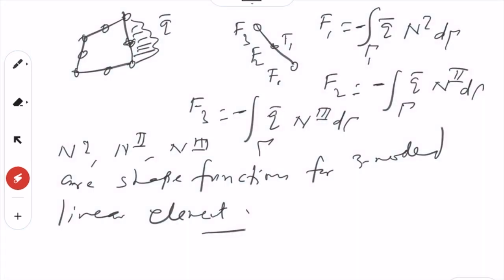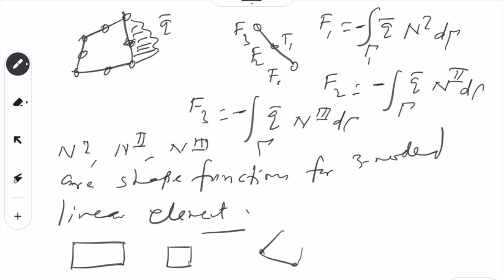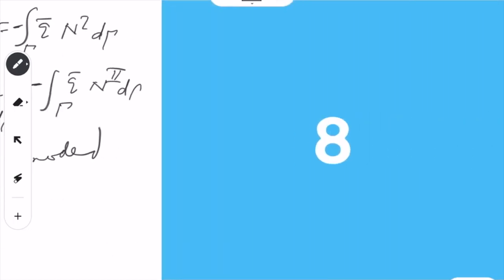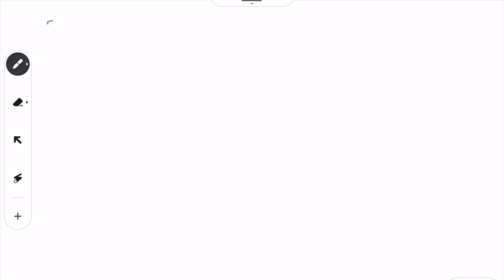Now we will study a different kind of element. Like we had the quadrilateral element, and we looked at different ones: we started with the rectangular element, then we made it a square, then we looked at the arbitrary shape quadrilateral element. And now we want to look at the triangular element. So this is a new kind of element, a three noded triangular element.